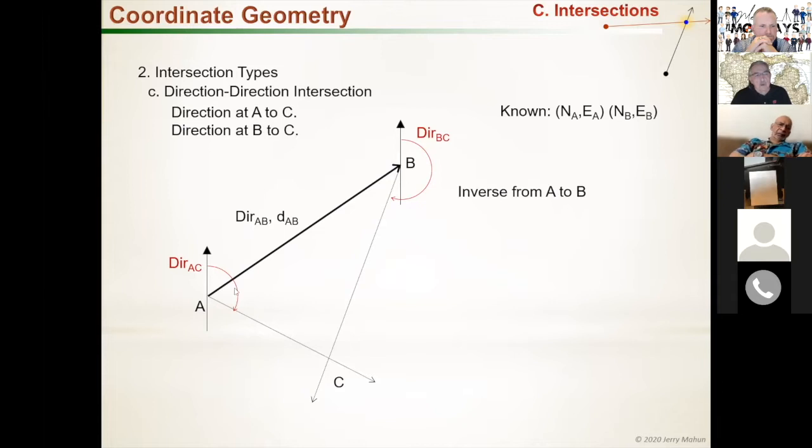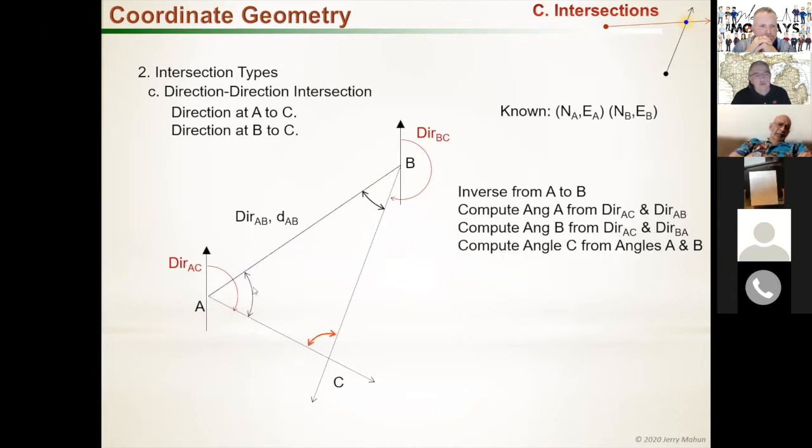And once we have the lengths, we want to convert these directions into angles down here. So now because we have a direction of this line and a direction of this line, we can compute the direction, the angle here. Same thing up in here. We take the inverse or the back direction of this line and the direction here and compute that angle right there. So now we have a side, angle, angle, and we want to start solving for this side and this side here.